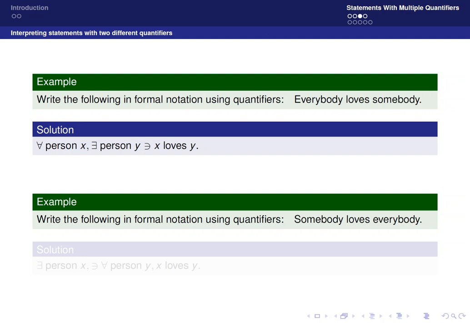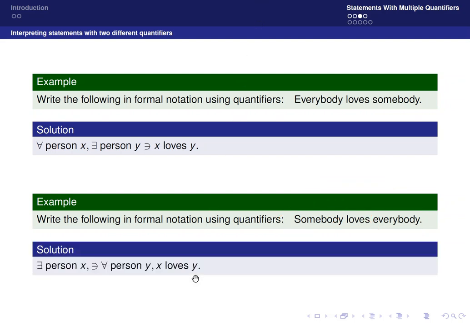The second example, we have somebody first, so that's an existential, and then we have everybody following it. So this example has a universal second and existential first. Therefore, when I rewrite it, the existential is going to be visible at the very start of the sentence, and the universal is going to come afterwards. And we can verify that by looking at the solution here. The solution is, there's a person x such that for every person y, x loves y.